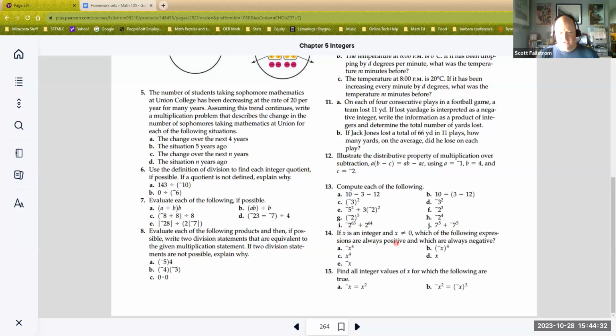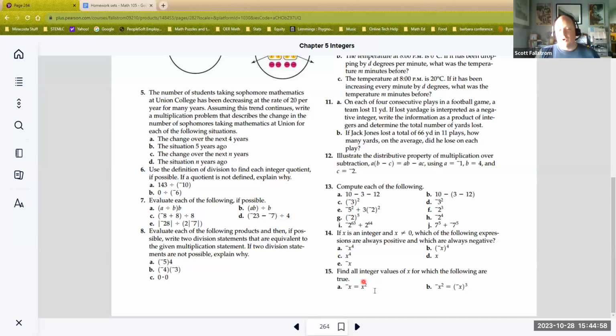So there's 13. x is an integer. Which of the following expressions are always positive and which are always negative? All right, that sounds like a good always, sometimes, never type question, because something raised to the 4th power, could you say that it is always positive? Could you say that it is always negative? Could you say that it's sometimes? See here, find integer values for which these are true.